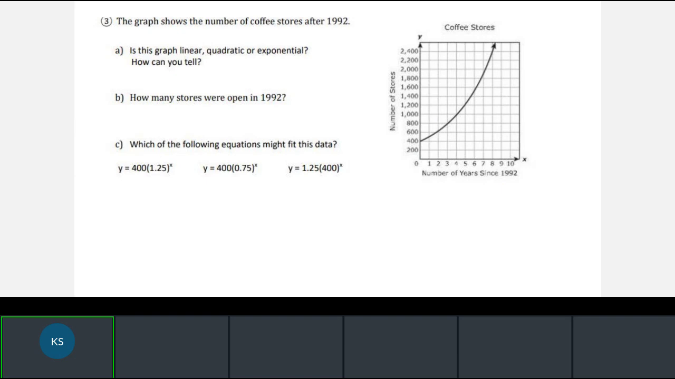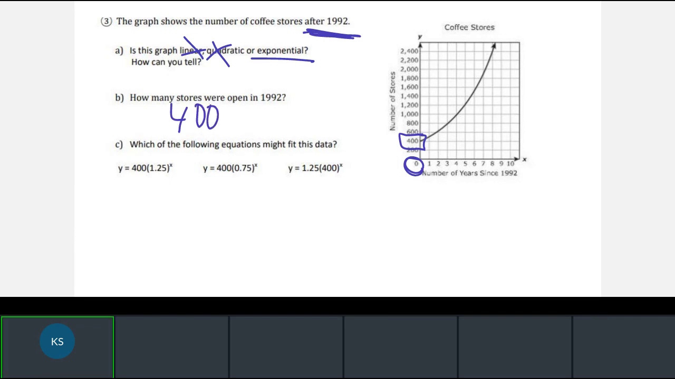This graph shows the number of coffee stores after 1992. Is this graph linear, quadratic, or exponential? Again, it's not a straight line. We don't see a vertex where it goes back up on the graph. So that leads us to believe this is an exponential function. How many stores were open in 1992? So this is saying after 1992. So 1 year after 1992, 2 years, 3 years, 4 years. So 0 years at 1992, how many are open? We're looking for our initial value, which would be 400.